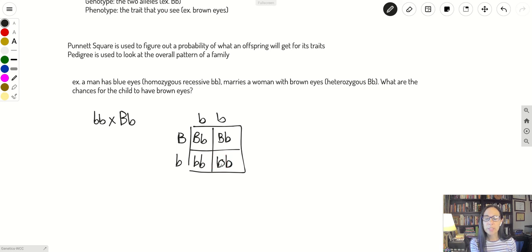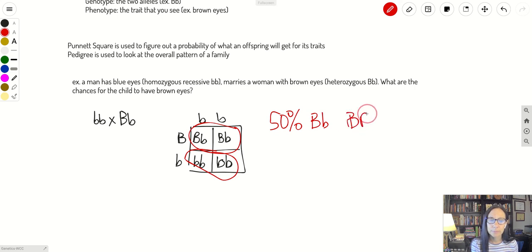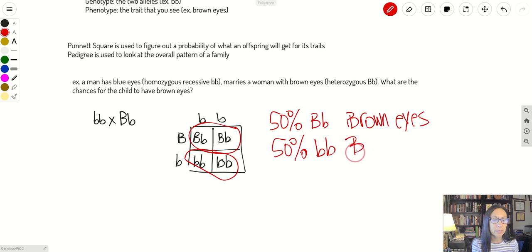So all of this is the probability for a child. You have a 25% chance of big B, little b, 25% chance of big B, little b, which gives you a 50% chance. So half of them are big B, little b, and then half of them are little b, little b. So you have a 50% chance of big B, little b, which means brown eyes, and a 50% chance of little b, little b, which is blue eyes. So if they were to have a child, their child has a 50-50 chance to have brown or blue eyes.